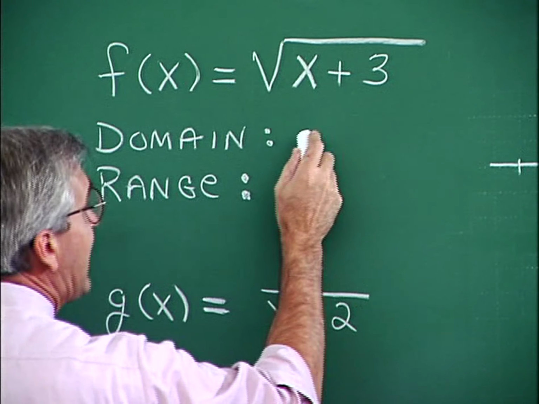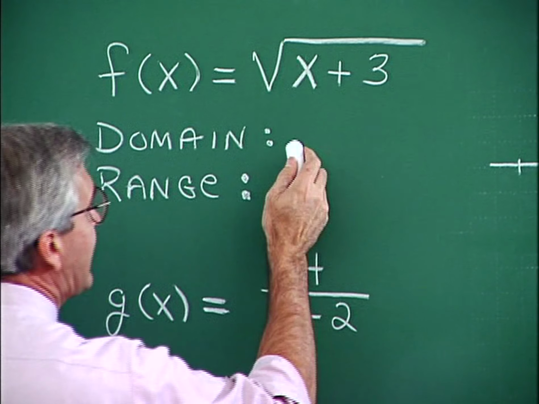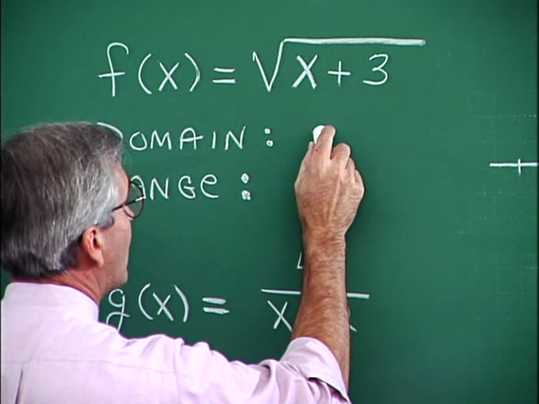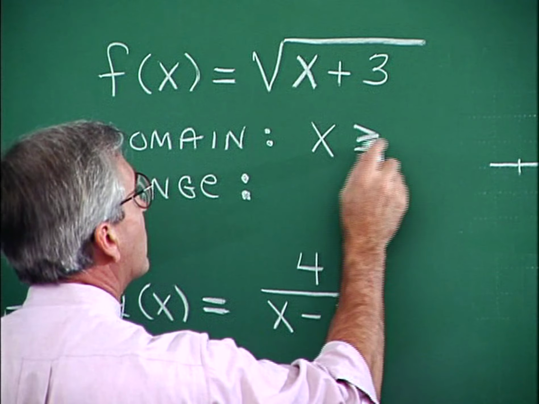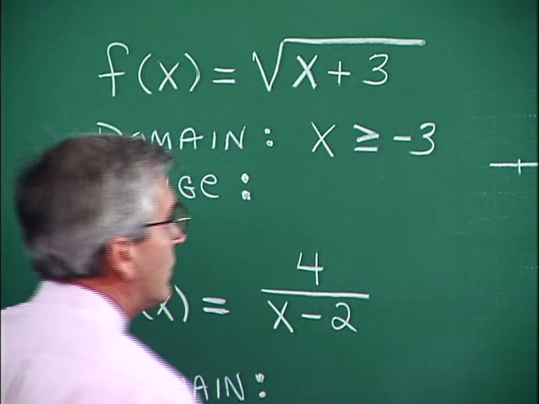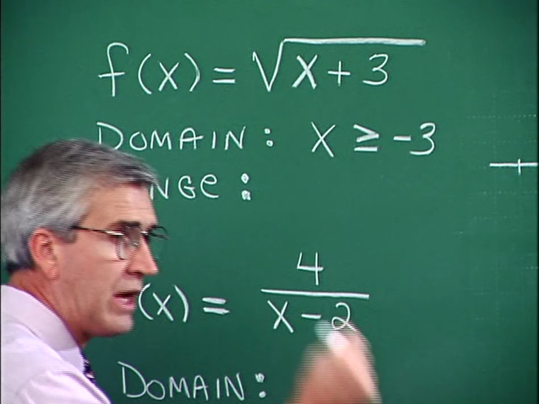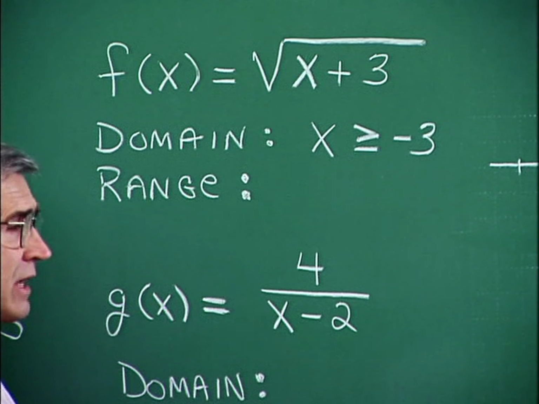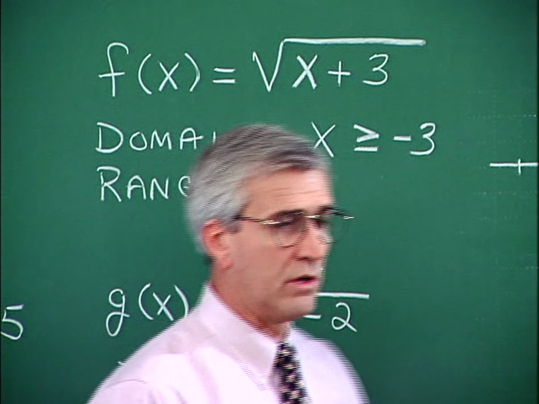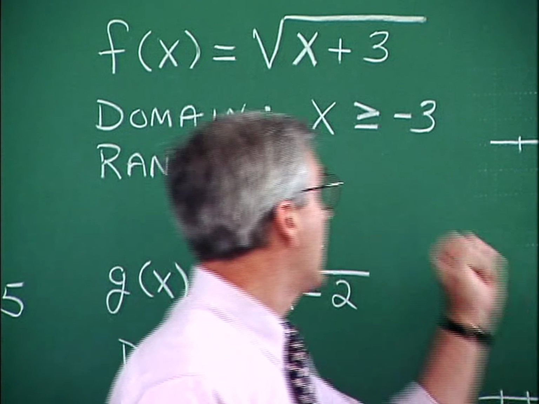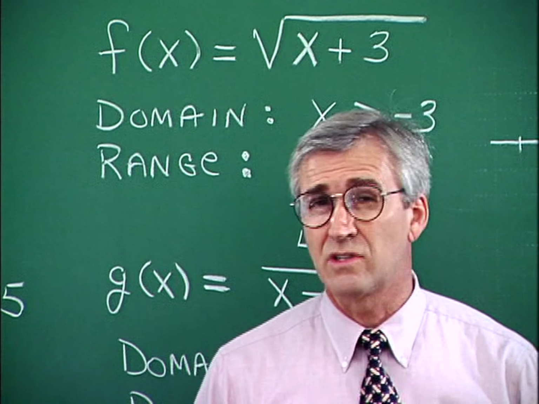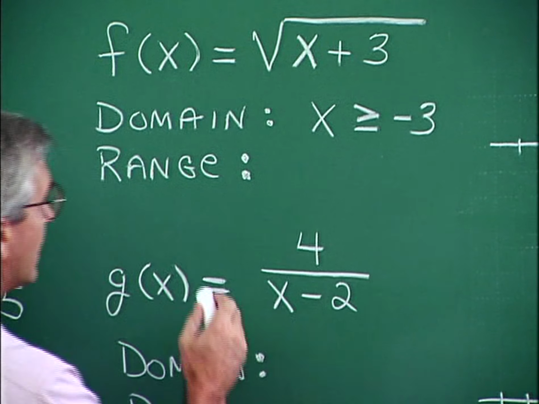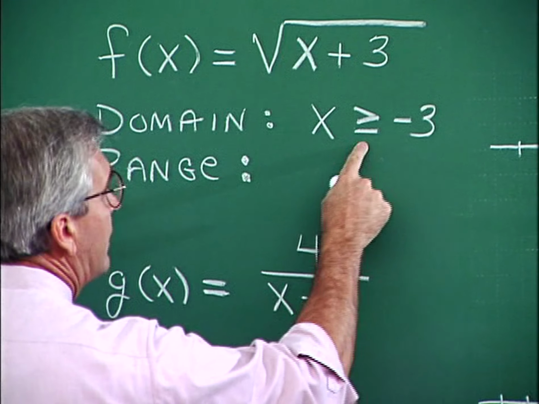So the domain then, and there are a lot of ways of writing this, but I'm just going to write it in the simplest way I know of possible. X is greater than or equal to negative 3. Now we could use set notation here and say that x is an element of the real number system, and x appears in this interval of our real number system, but it really isn't a necessity. So x is greater than or equal to negative 3.